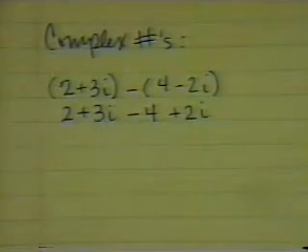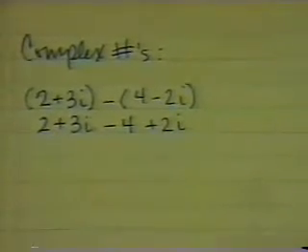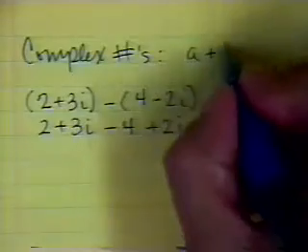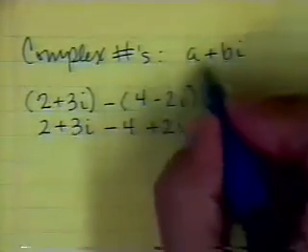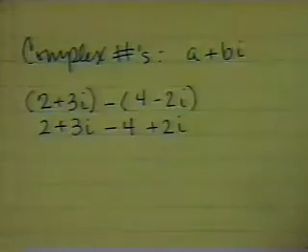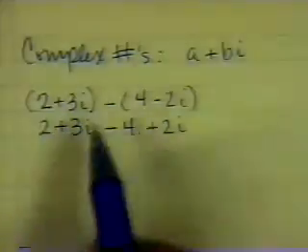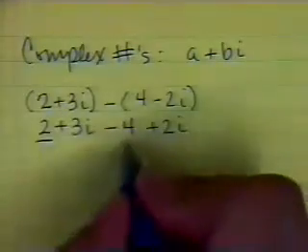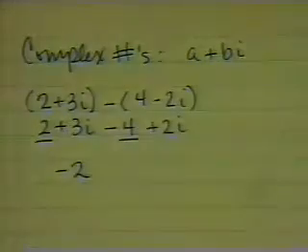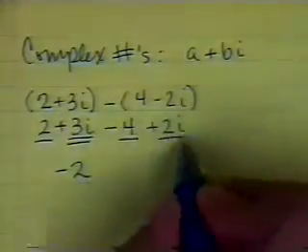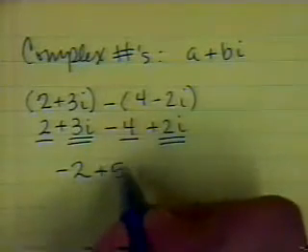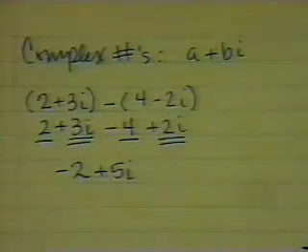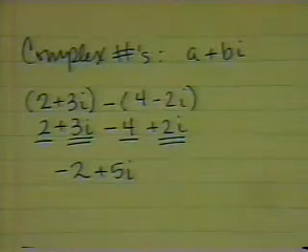Now we're ready to combine. Remember, all complex numbers should be written in this form, where a is the real part and bi is the imaginary part. Okay, so the real part of this, if I were to combine our two real parts, is going to give us -2. When we combine the imaginary parts, we do end up with plus 5i. That's an example of adding or subtracting complex numbers.